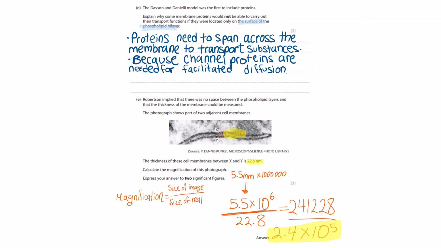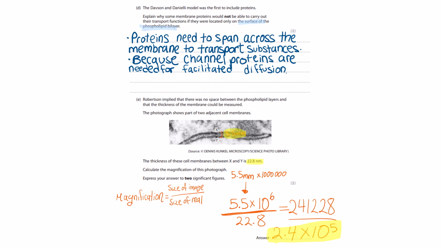Okay, the Davson and Danielli model was the first to include proteins. Explain why some membrane proteins would not be able to carry out their transport function if they were located only on the surface of the phospholipid. So they're not located through it. They're only located on the surface in one side of the cell. So they're either facing the outside of the cell or the inside.